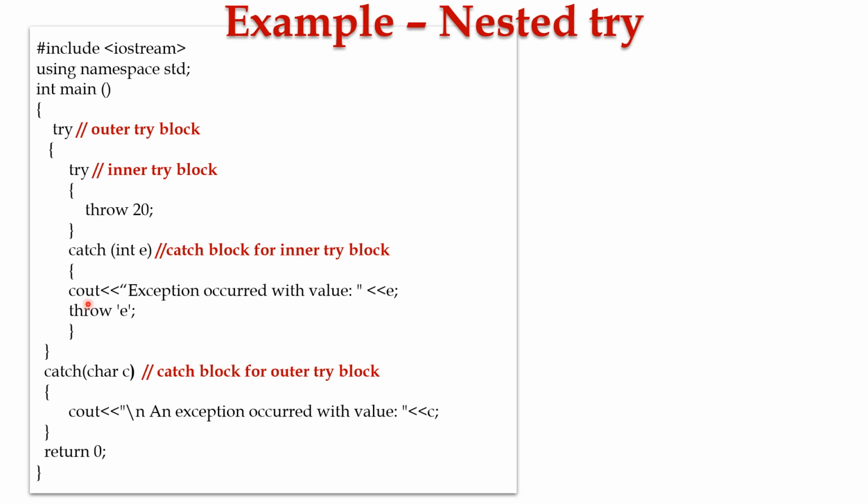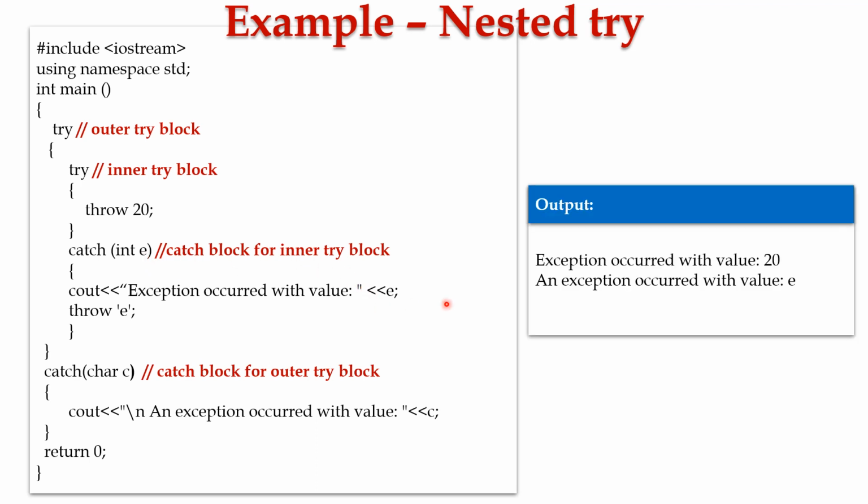Here, using a cout statement, it displays the message "exception occurred with value" and the value of the variable e. The value of the variable e is caught from the inner try block. So 20 is passed to the catch block and displayed to the user as shown in the output: exception occurred with value 20. The next statement is throw 'e'. It throws an exception of type character with value small e.